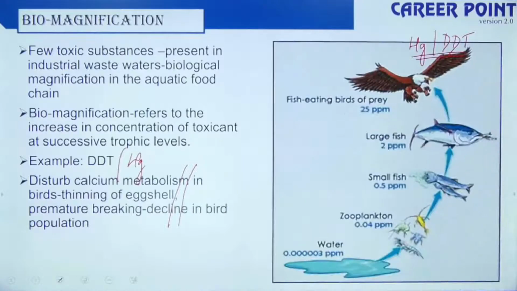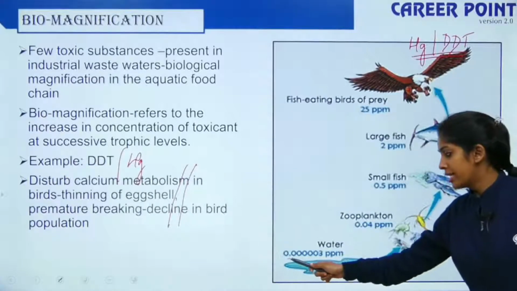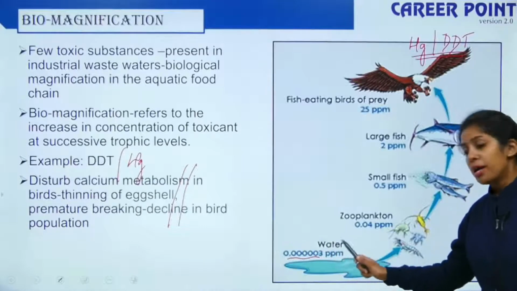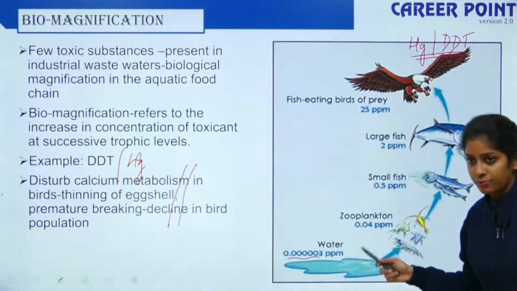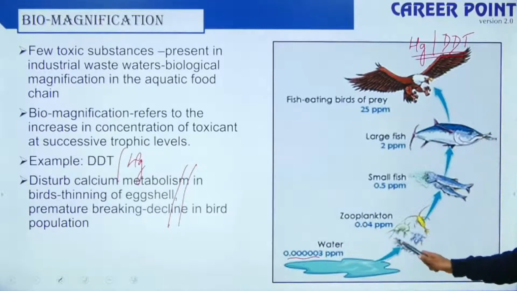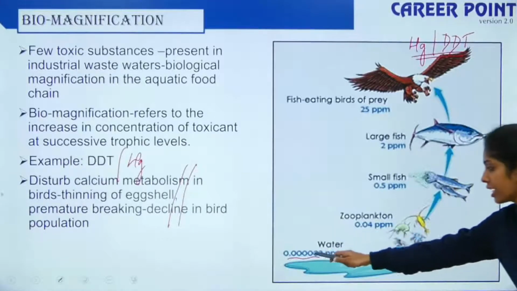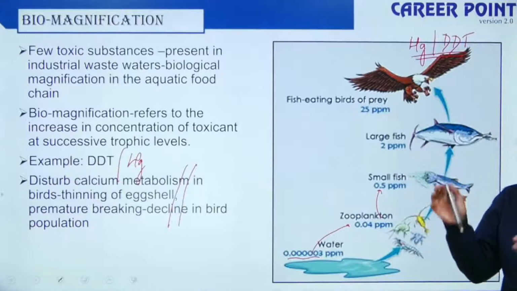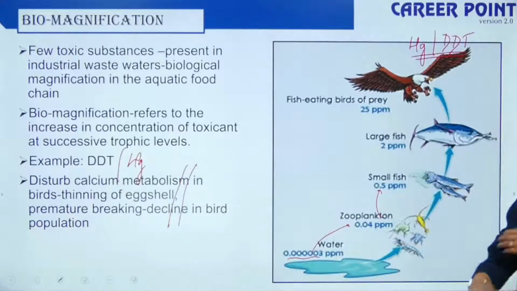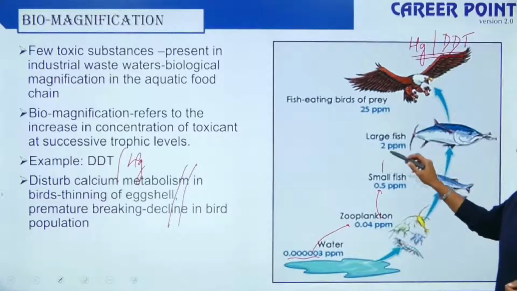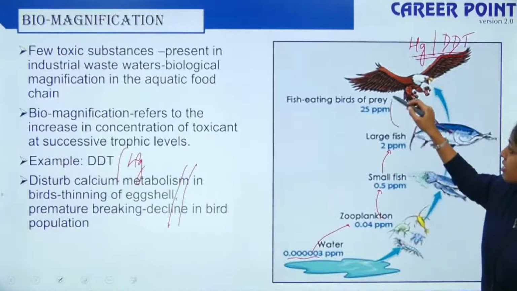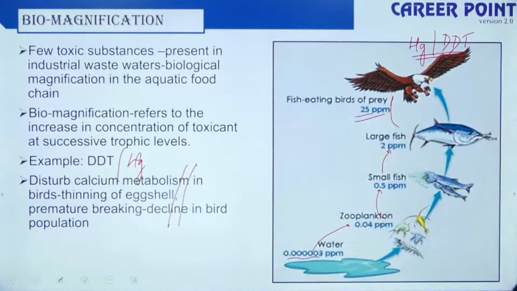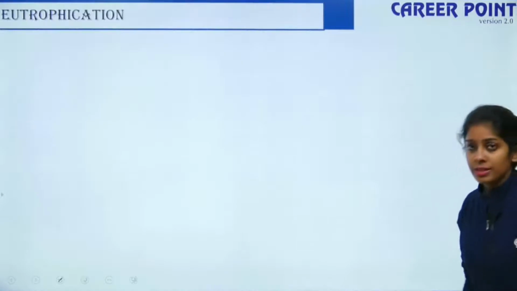bird population. For example, in water, your DDT is present in this concentration. ppm is parts per million, so that is how you measure them. When a zooplankton grows, it will have increased concentration. When it is consumed by a small fish, again the concentration increases because it is getting accumulated. It is not getting excreted. It is not getting metabolized, right? Then a large fish, again the concentration increases, and finally in birds it is 25 parts per million, which is very, very severe, right? So this is called biomagnification.